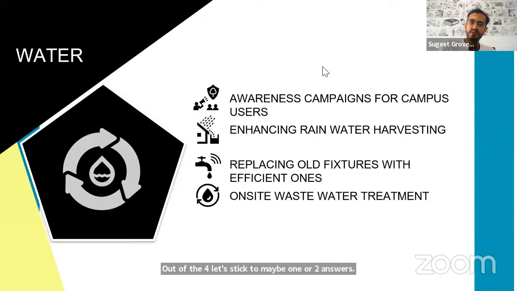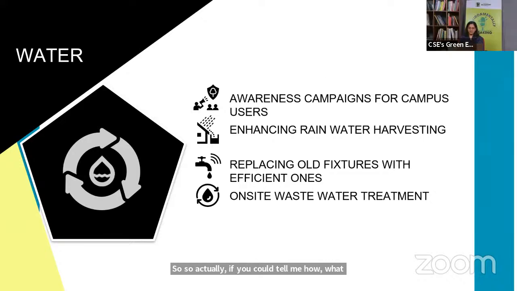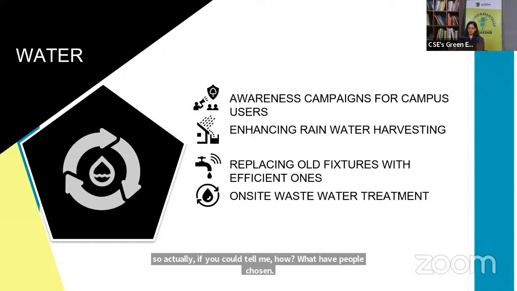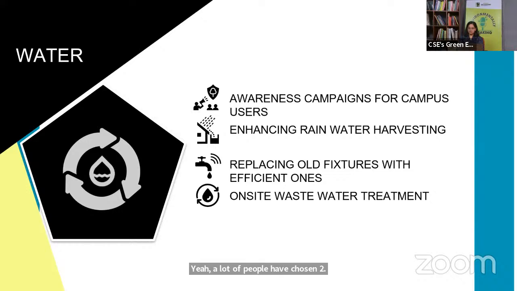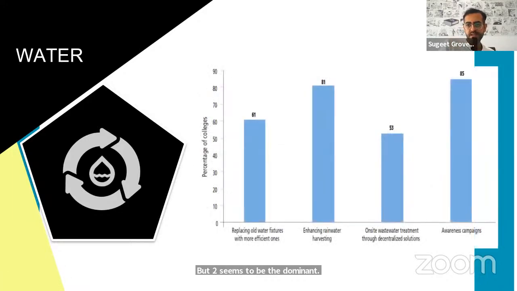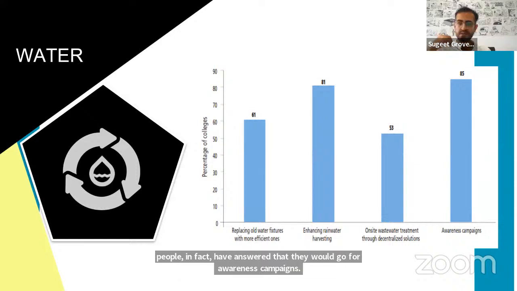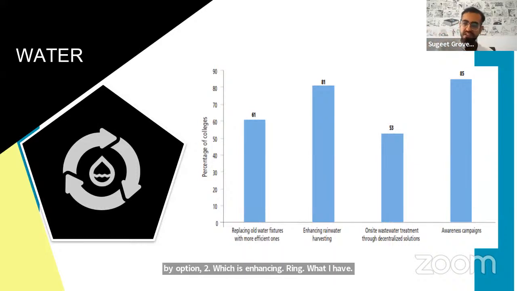Sakshi, if you could tell me what have people chosen? Yeah, a lot of people have chosen 2. I think almost everybody has said 2. Then we have all the others in some ratio or the other, but 2 seems to be the dominant choice. Okay, let's see. Most people, in fact, have answered that they would go for awareness campaigns, followed by option 2, which is enhancing rainwater harvesting. I think all 4 are very, very relevant.